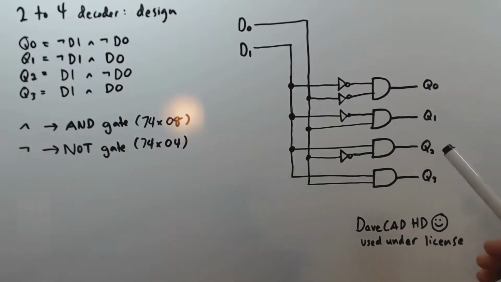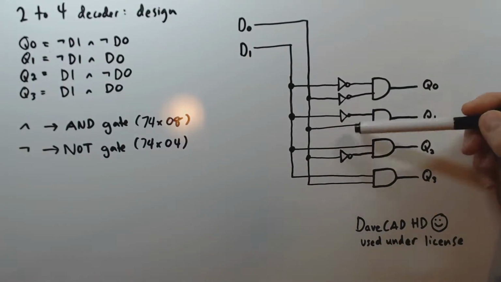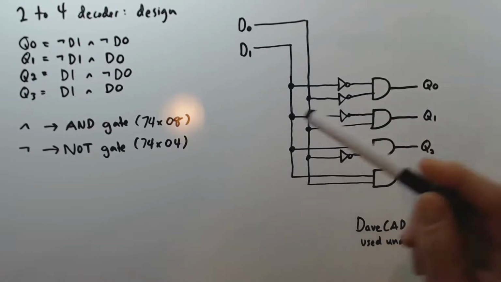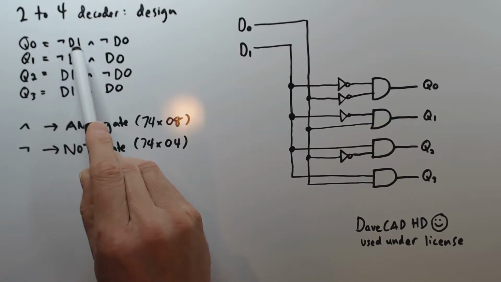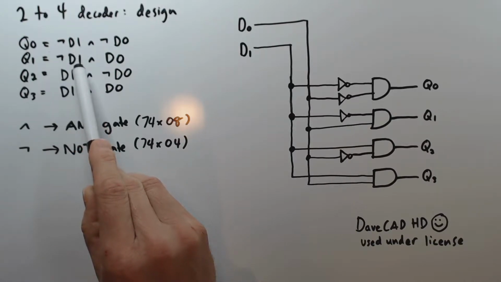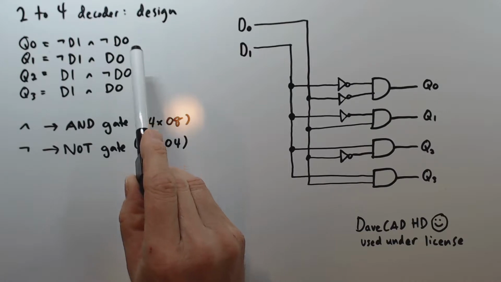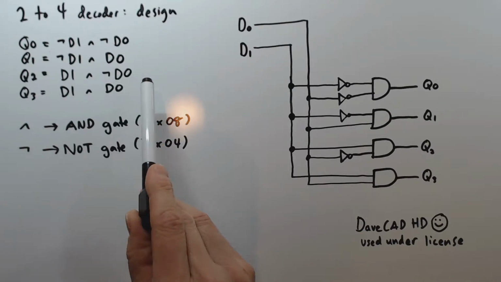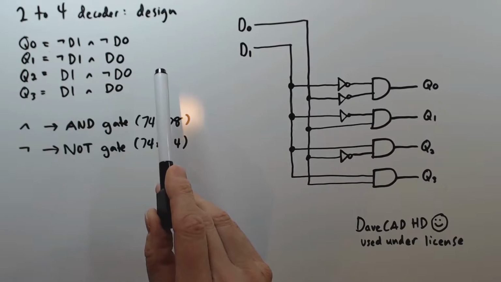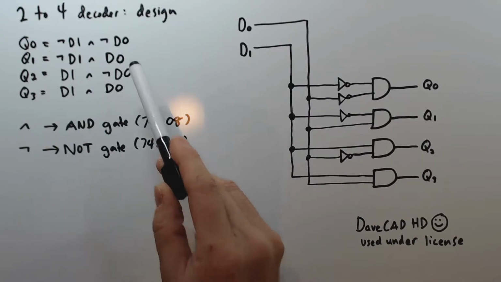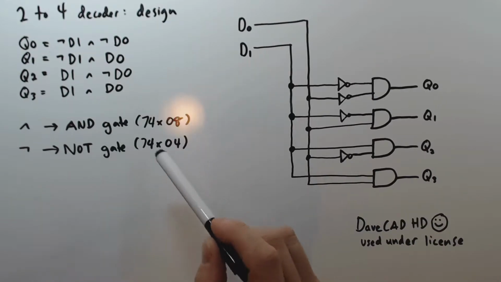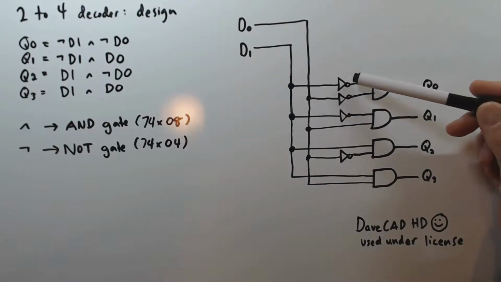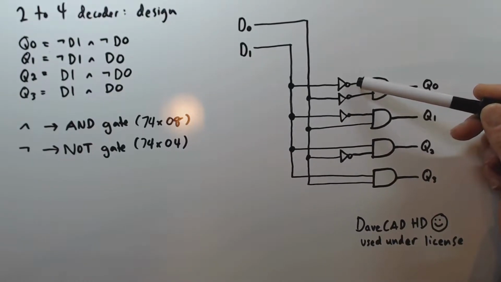All right, so the redundancy in this design is that we do not actually need all 4 of these NOT gates, because if you look at the occurrences of these NOT gates, this is an occurrence of not D1, this is an occurrence of not D1, this is an occurrence of not D0, this is an occurrence of not D0. So in fact, there are only 2 values in all of these equations that a NOT operator is actually applied to.